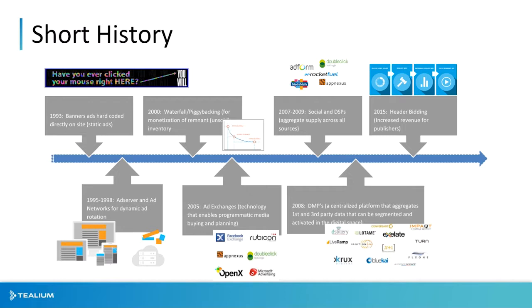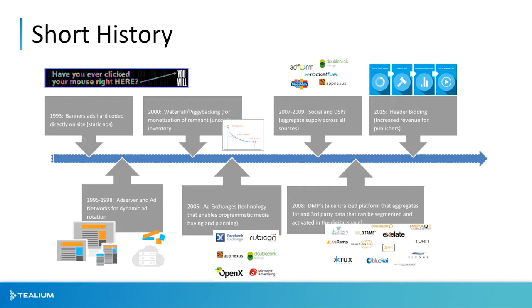Around 2007 to 2009, social hit the scene, and that's when DSPs came into being. This aggregated the demand from a very large source. Companies like MediaMath and Rocket Fuel and AppNexus and DoubleClick, all of them were now building the actual awareness of buyers programmatically interacting with ad exchanges.